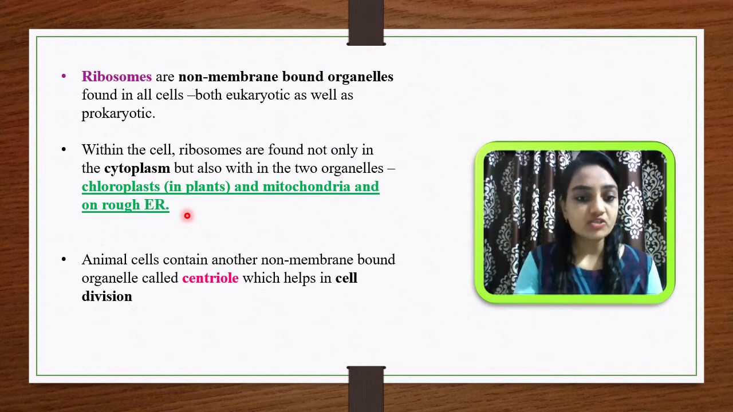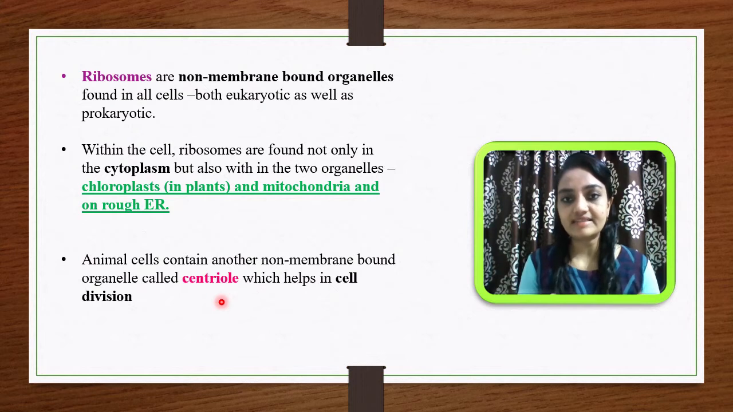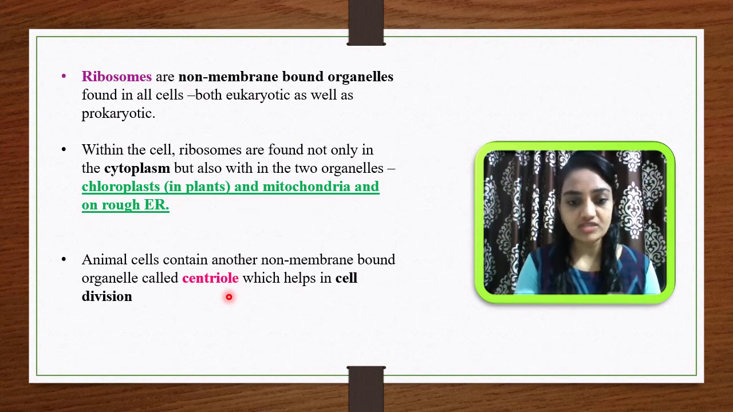Animal cells contain another non-membrane-bound organelle called the centriole, which is absent in the plant cell and helps in cell division. In chapter 10, we will discuss how the centriole is very important during the cell division process. So this centriole is only found in the animal cell, not in the plant cell.